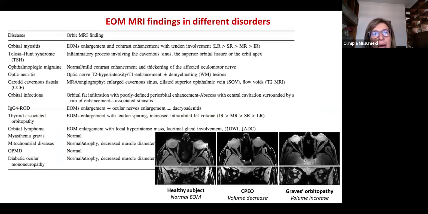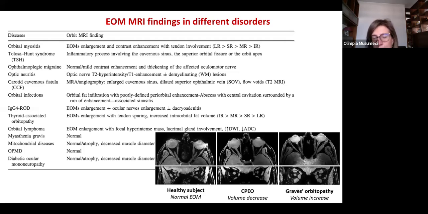I was mentioning the role of muscle MRI. This is a study that defines the features on muscle MRI in different neuromuscular conditions, focusing on mitochondrial myopathies. We see that, compared with healthy subjects, usually the muscles are atrophic, and compared with a common condition, Graves' orbitopathy due to a thyroid dysfunction, there is instead a volume increase.